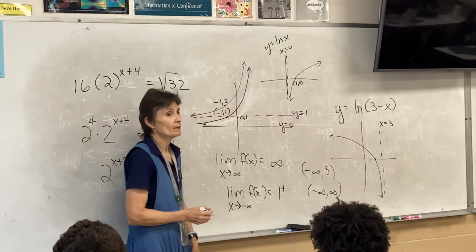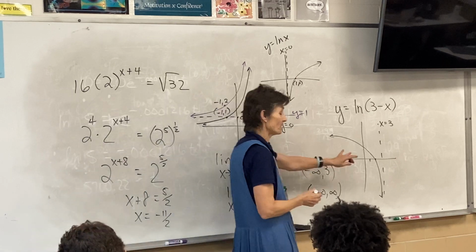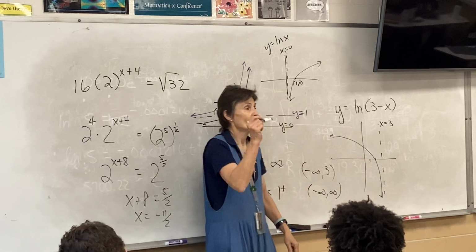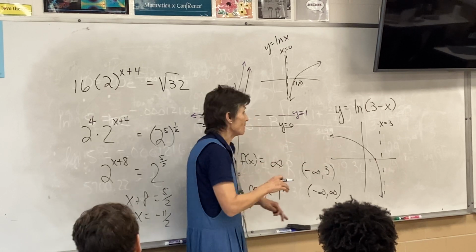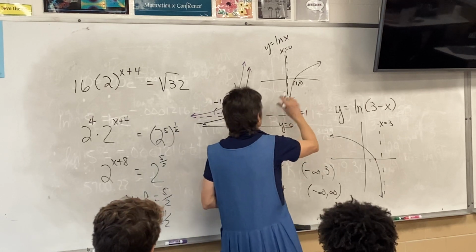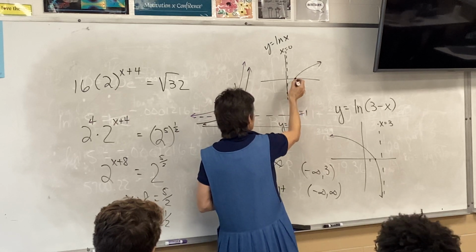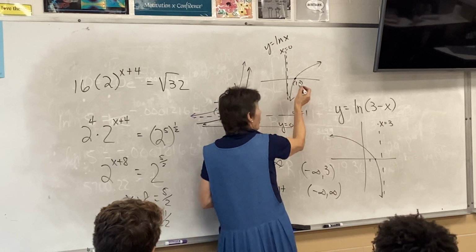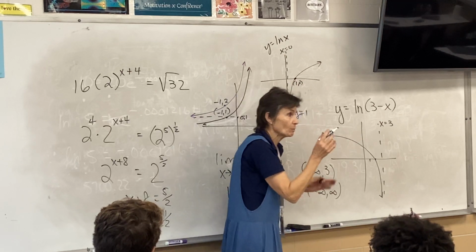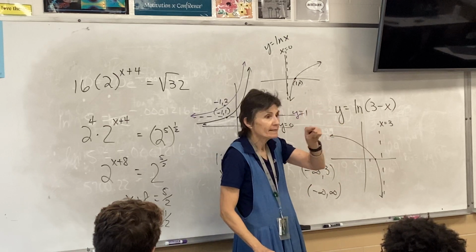And your x-intercept. Now, you can tell from my picture where the x-intercept is, but how can you do that without having my picture there? Well, remember, in a regular logarithm, the x-intercept is at 1. Why is it at 1? Because the log of 1 is 0.